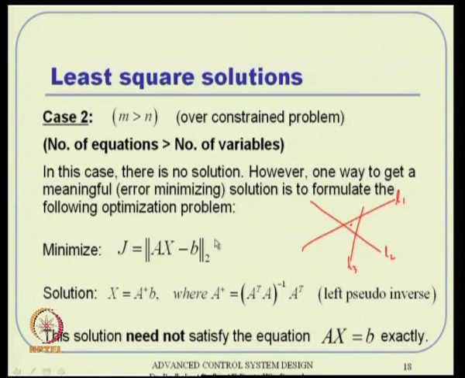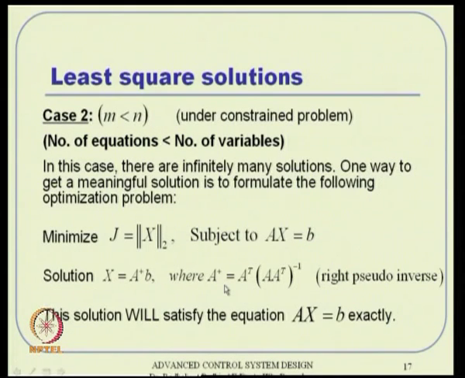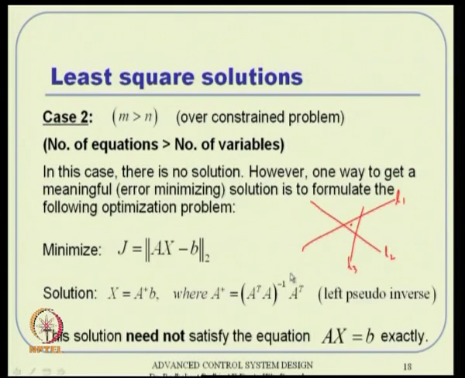And interestingly, this also happens to be a pseudo inverse solution, where the pseudo inverse this time is defined like this, and this is called the left pseudo inverse, it is not the right pseudo inverse anymore. So in the solution formula, this is the right pseudo inverse, this is the left pseudo inverse. Now, as I told, the solution need not satisfy the equation Ax equal to b exactly, however, it will satisfy all of them in an approximate sense.